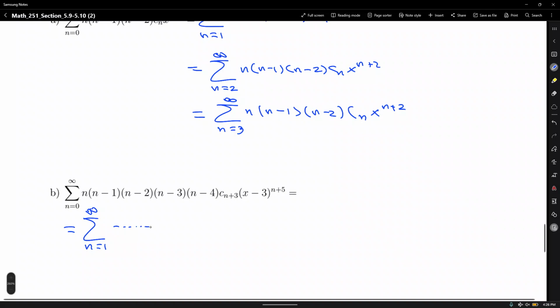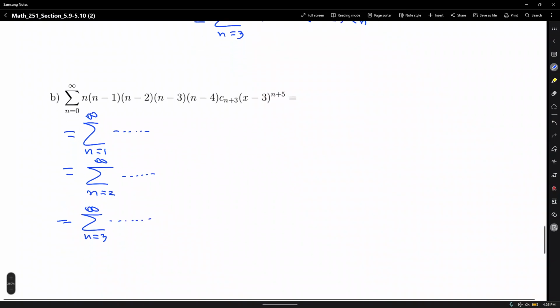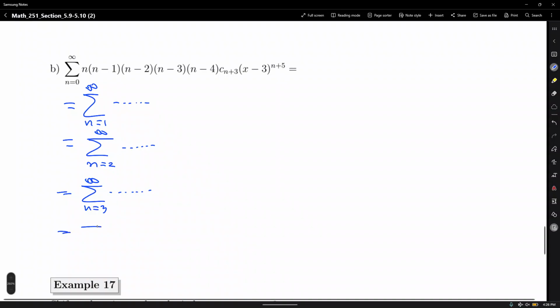So is that equal to sigma n equals 2 to infinity? Yes, because it's going to go to 0, isn't it? What about sigma n equals 3 to infinity? Would that be the same? What about at n equals 4? Would that produce a 0? N equals 5. Yes, at n equals 5, I'm still going to get the other terms from 4 and below to be 0, right? So it's still the same, right?